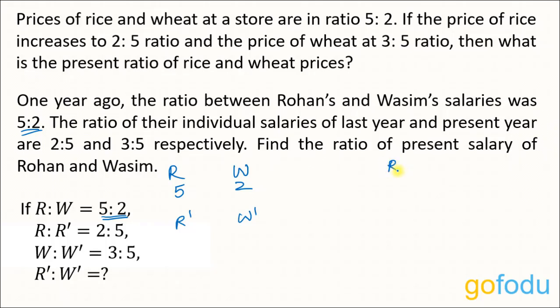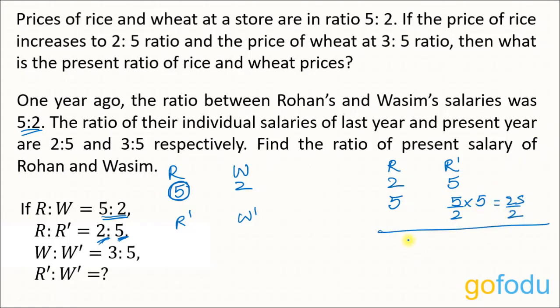So let's look at the change in value of R. When R is 2, R dash is 5. But R is 5 here. Then when R is 5, R dash would be 5/2 into 5. This is the unitary method that we have applied. So R dash is what? 25/2.